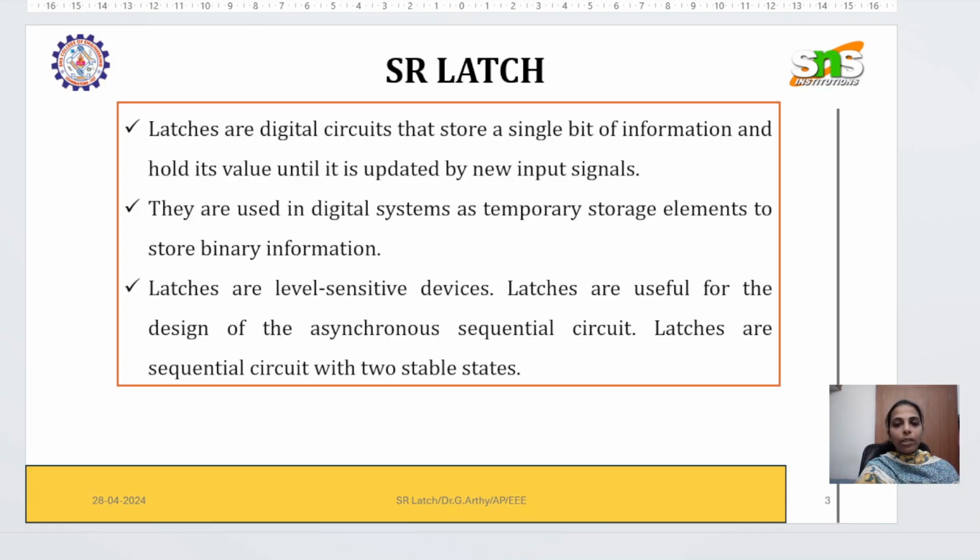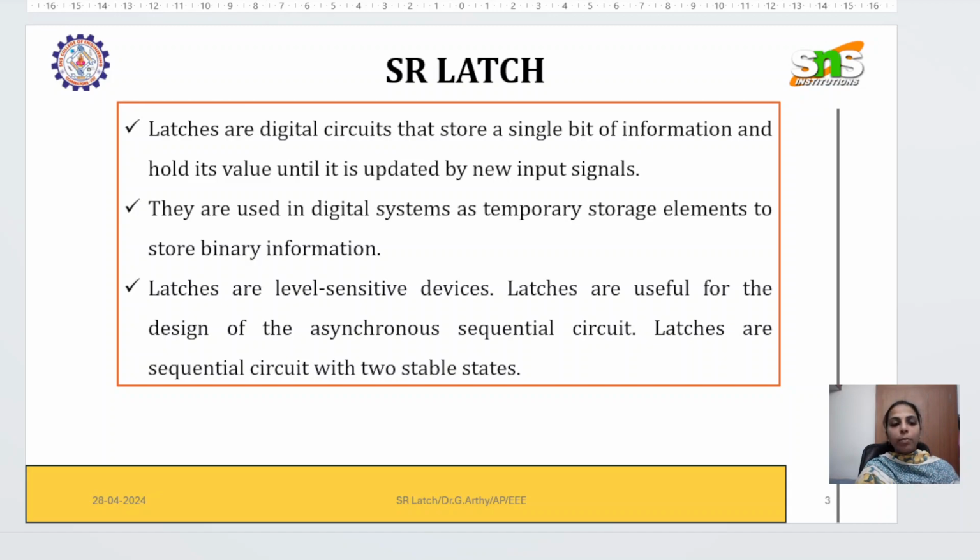Latches are digital circuits that store a single bit of information and hold its value until it is updated by new input signals. They are used in digital systems as a temporary storage element to store binary information. Latches are level-sensitive devices. Latches are useful for the design of asynchronous sequential circuits. Latches are sequential circuits with two stable states.